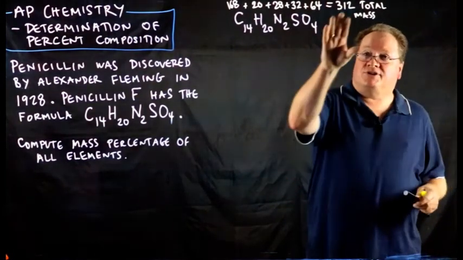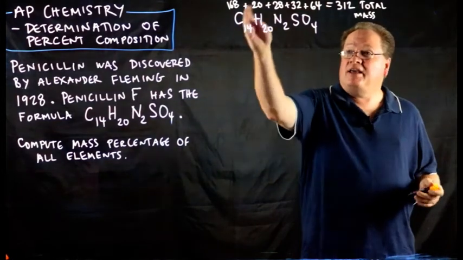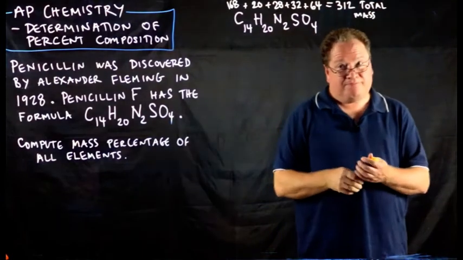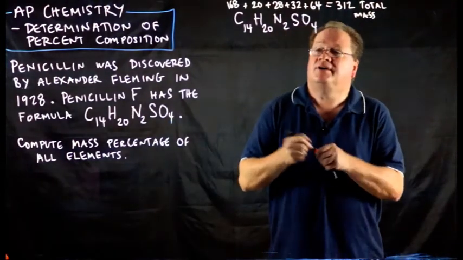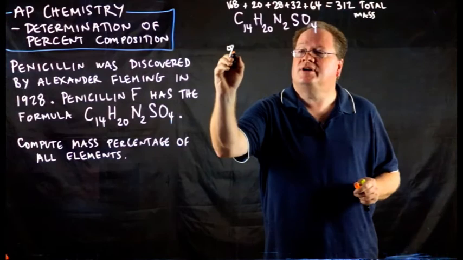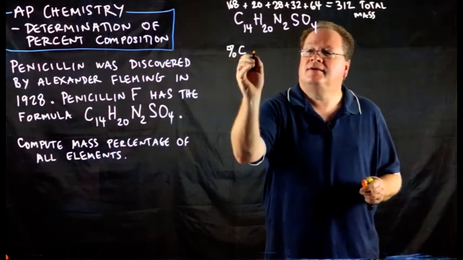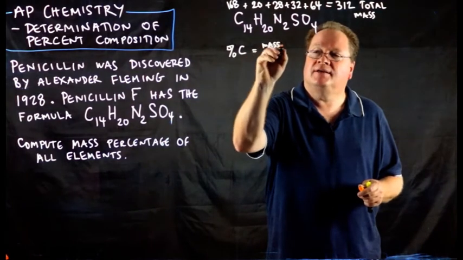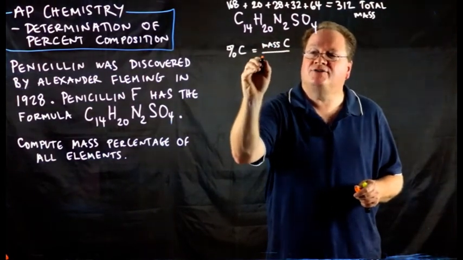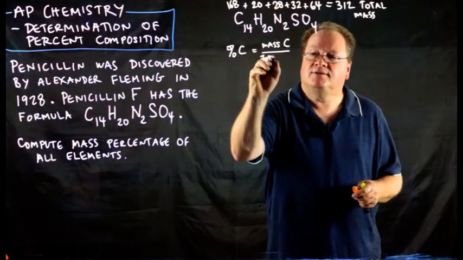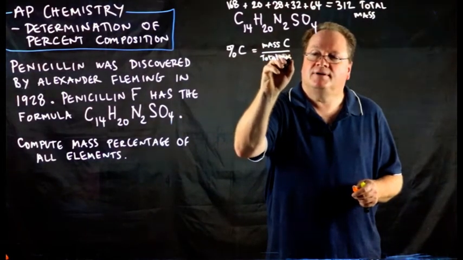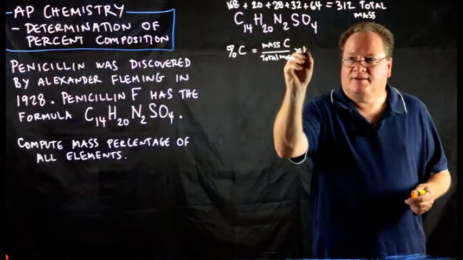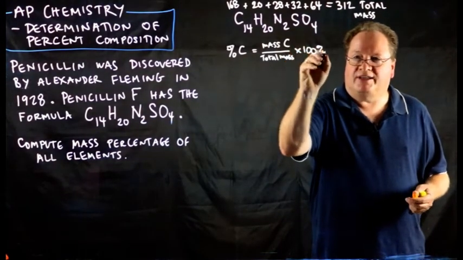All right, so our total mass is 312, and we also have each one of the individual masses. So this becomes pretty simple now. All I have to do is take them one at a time. My percent carbon is going to equal the mass of carbon divided by the total mass. Then, of course, I'm going to multiply by 100% to convert it into a percentage.